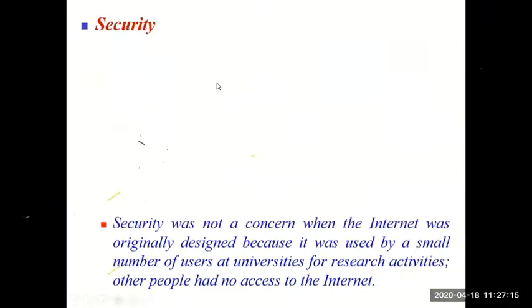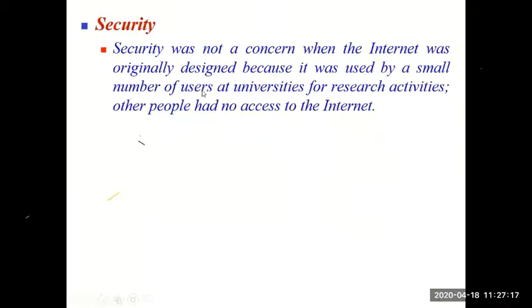Next comes the security issue. Security was not important for us in the early days because then the networks were small. They were implemented only in some universities or colleges, some scientific labs for research. There were fewer systems on a network. So there were no security breaches, and no unauthorized person would try to access. But today that is not the case. Everybody uses the internet and security is a main issue.